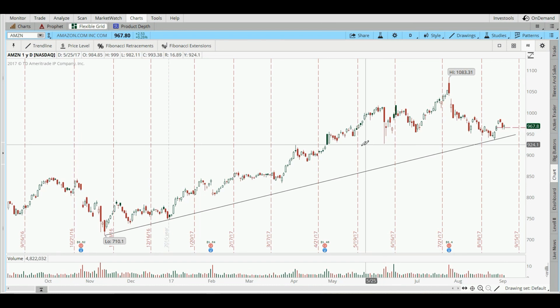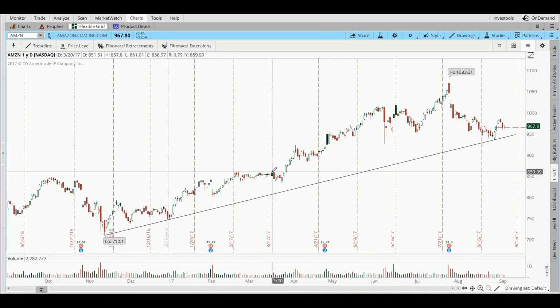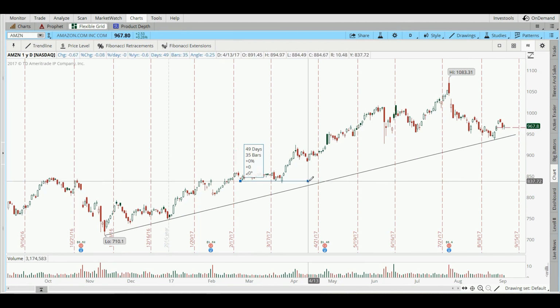You also have short-term support areas, such as you can draw a horizontal line touching from this low candle to this candle.